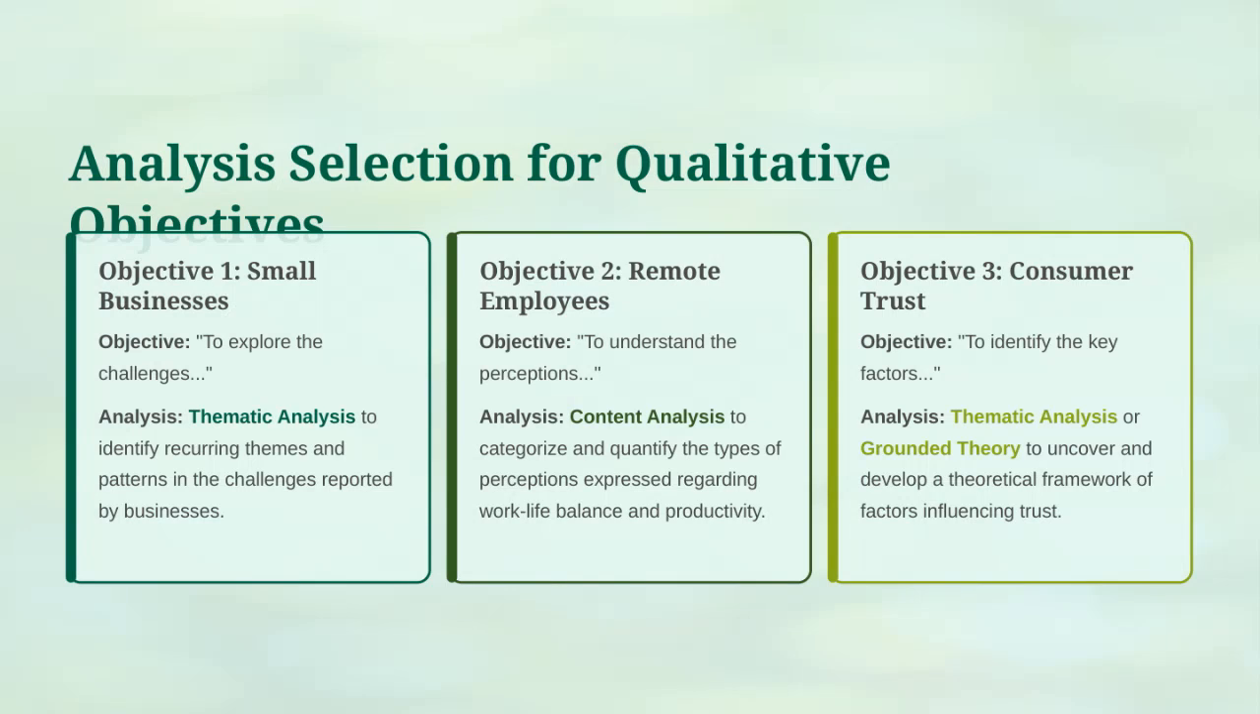Now, let's take a closer look at the analysis methods we've chosen for each of our objectives. For Objective 3, which focuses on consumer trust, we're using content analysis. This approach helps us categorize and quantify different perceptions people have about work-life balance and productivity, giving us a clearer picture of how consumers view these issues.